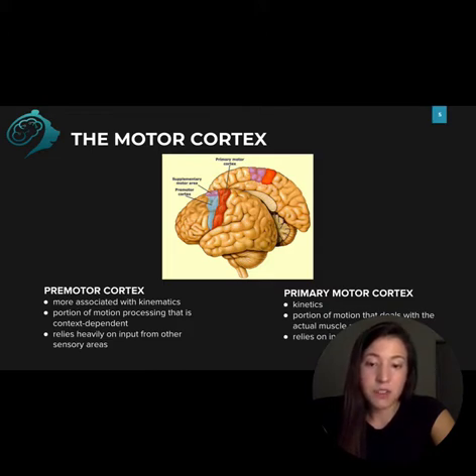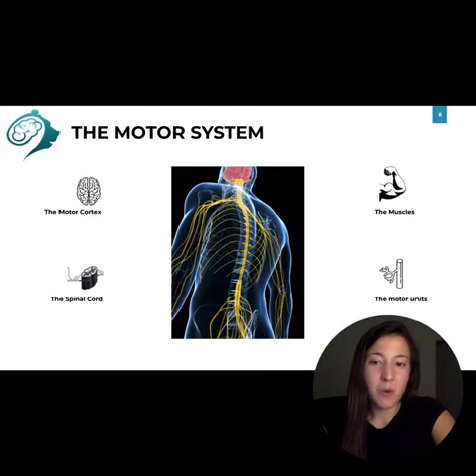It's also important to note that the control of the motor cortex occurs contralaterally, just like many other things with the brain. So we'll look at the motor system as a whole. Of course, we have the motor cortex in the brain, which sends signals through the spinal cord to the muscles. And then, of course, the muscles are made up of muscle fibers and motor units.